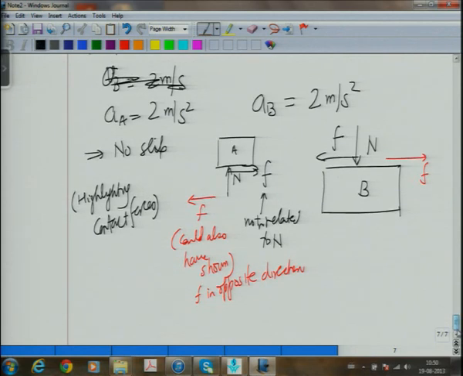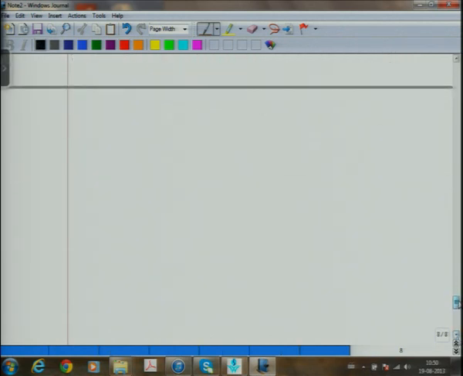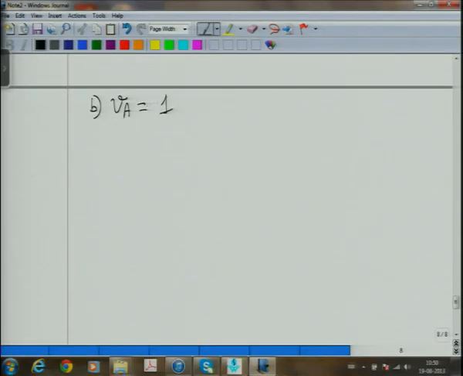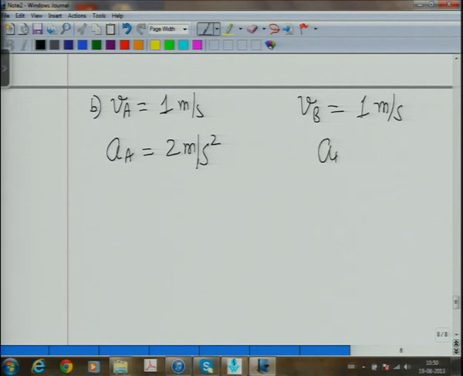This was straightforward. Now in the second case, what we take is VA equal to 1 meter per second, VB equal to 1 meter per second, acceleration of A equal to 2 meters per second squared, acceleration of B equal to 1 meter per second squared. Again we take the same blocks, velocities are still the same, but now accelerations are unequal.